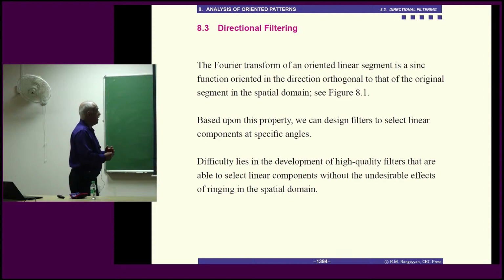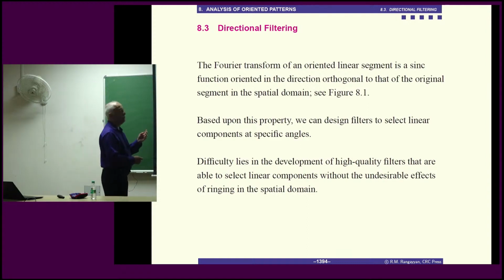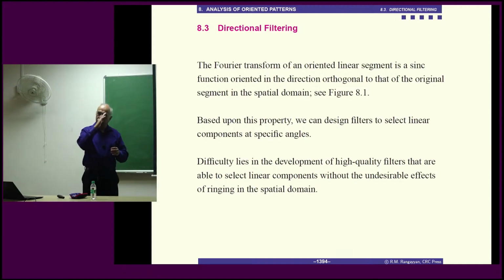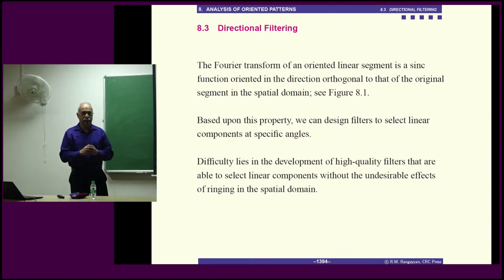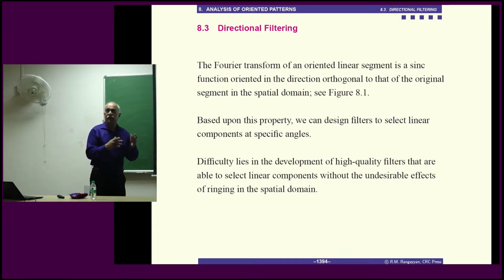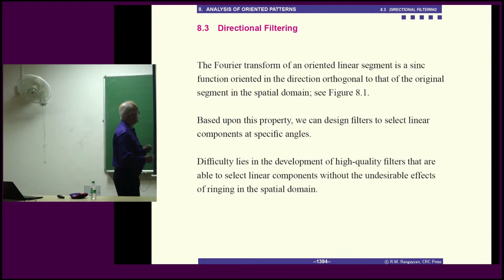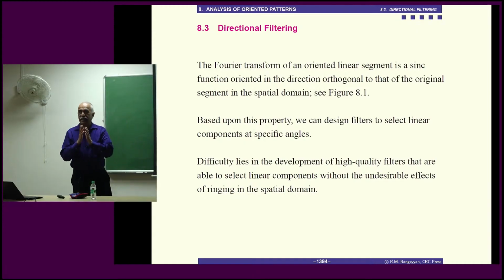Okay, so how do you get directional components out from a given image? We have seen the Fourier transform of an oriented linear segment is a sinc function. If it is a straight line, it's a sinc function only at that orientation, at the corresponding orientation in the frequency domain or along the corresponding axis. But if it has a certain thickness, then there is another sinc function in the orthogonal direction. Two sinc functions multiplied. So based upon this property, we can say we can select components at a certain angle.